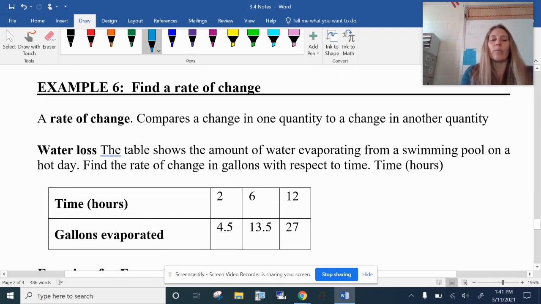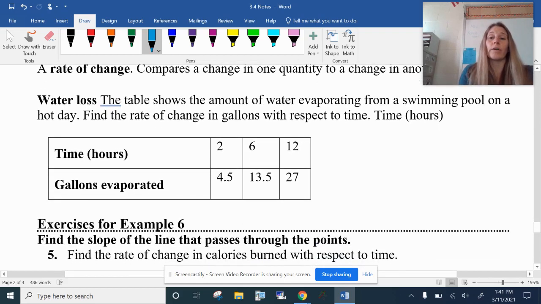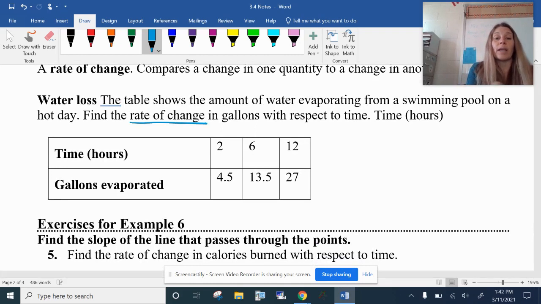So here we have a table showing the amount of water evaporating from a swimming pool on a hot day. We're going to find this rate of change in gallons with respect to time. So that would mean gallons per hour, okay? So when you have multiple data points here, you're just going to pick 2 of them, provided that the chart is evenly distributed. Now in this particular situation, all the ones I'm giving you are going to be evenly dispersed. You don't have to worry about that.